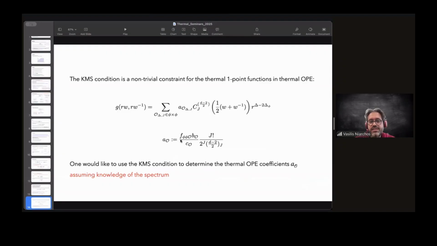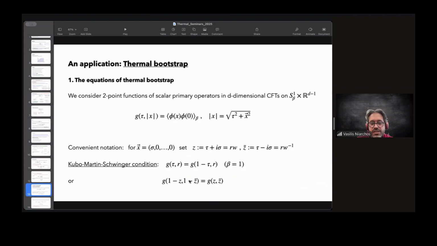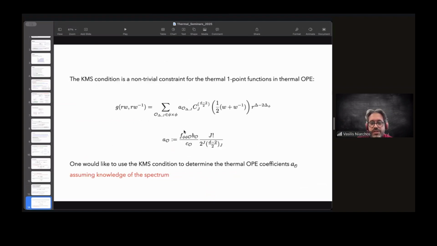Now, what is the goal of the thermal bootstrap? One would like to use this equation, the KMS condition, as a non-trivial constraint on this thermal OPE data, assuming knowledge of the spectrum. Now, that's the ideal goal. Of course, we never know explicitly the whole spectrum in order to implement this program in the way I just phrased it, except for some very simple cases like the GFF case that I will mention in a moment. But generically, we don't know the whole spectrum, and that is one of the practical complications.